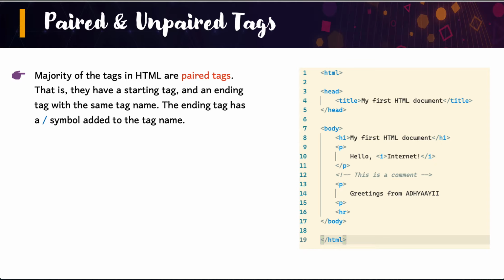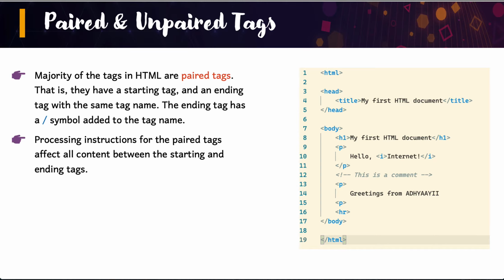You can see another example, line number 7 and line number 17. They are body tags. The beginning body tag is in line number 7 and the ending body tag is in line number 17. And one more example, line number 8 has the beginning and the ending h1 tags. Line number 9 has a beginning paragraph tag and line 11 has an ending paragraph tag. Any such tag that has both the starting tag and the ending tag with the same name is called a paired tag. What is a paired tag? A tag that has both a starting tag and an ending tag. Such a thing is called a paired tag.